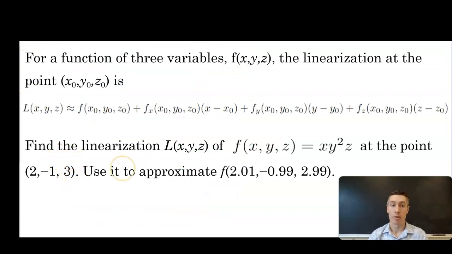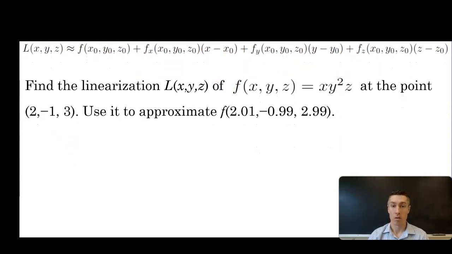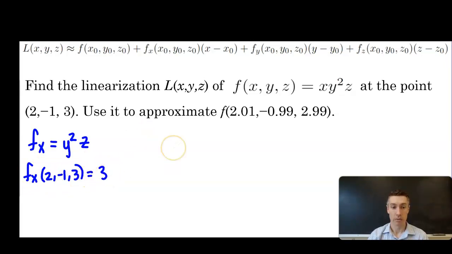So our last example, now what happens if we have a function of 3 variables and we want to extend the idea of a linearization? So this is what our linearization would look like. So now we use all 3 first order partial derivatives, a partial with respect to x, y, and z, and the structure stays very much the same. Okay, so let's find the partials first this time. So partial with respect to x, so that's y squared z, and then evaluate that at the point 2, negative 1, 3. So we get 3.